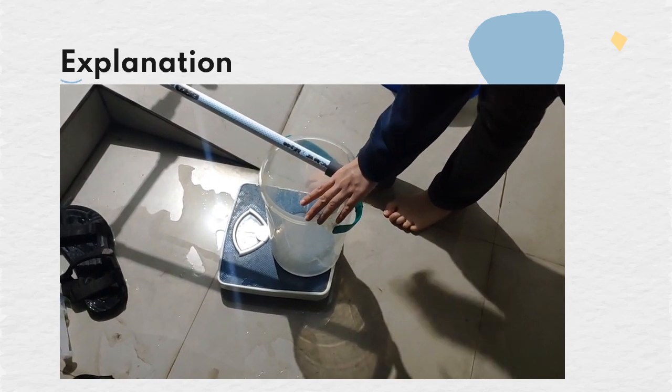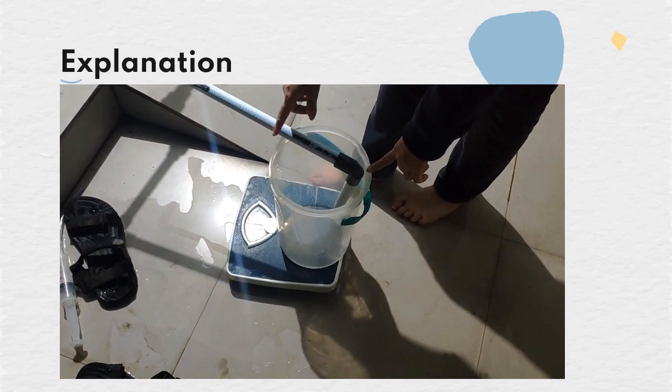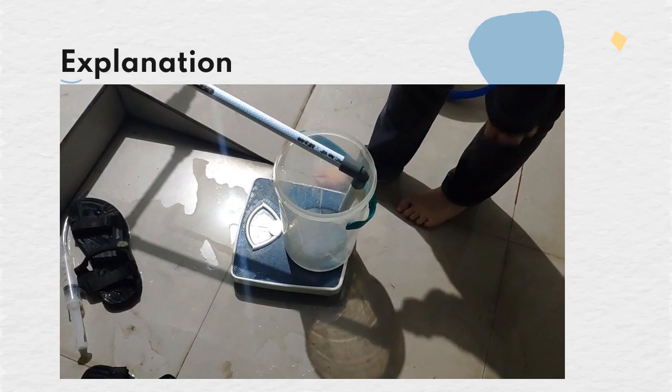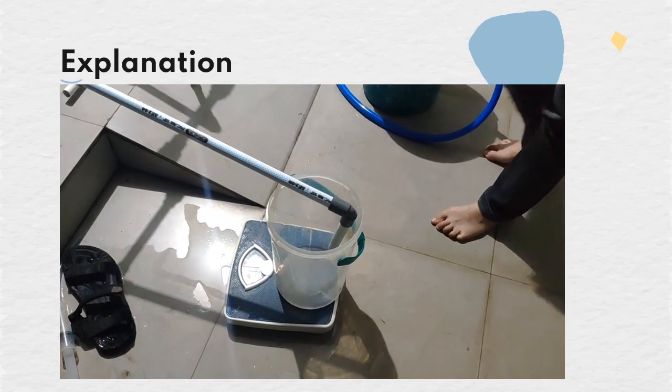And from there we can see, for example, we wait until the scale shows 3 kilograms, and then we set a timer to it and see how fast it spews 3 kilograms. And from there you can search the mass flow rate.